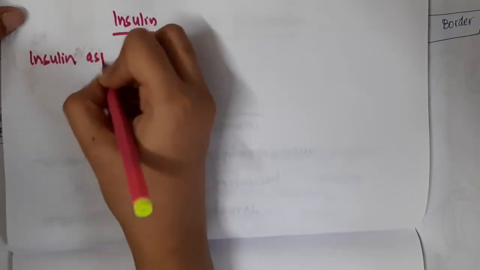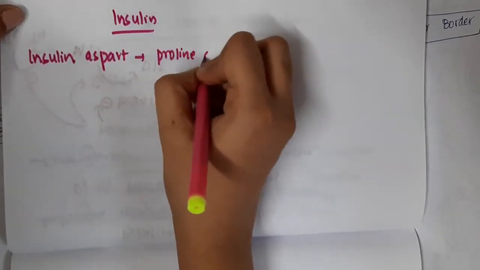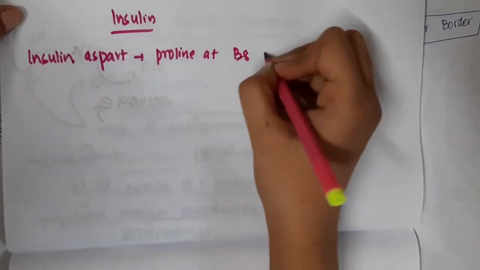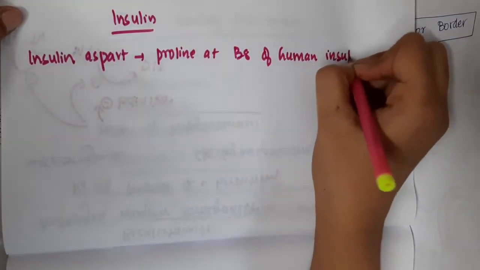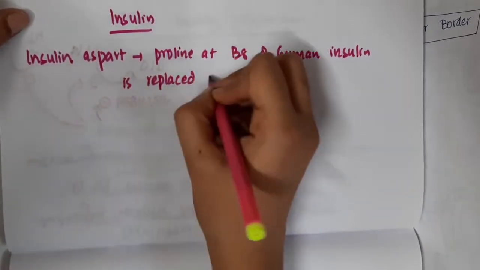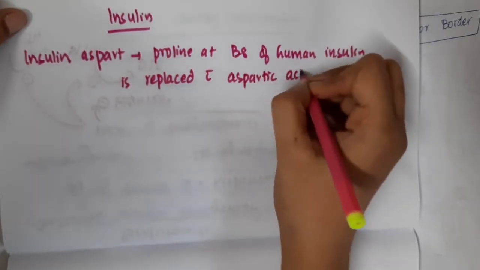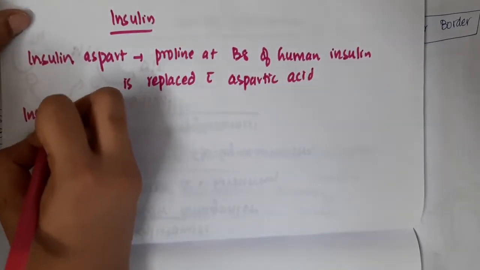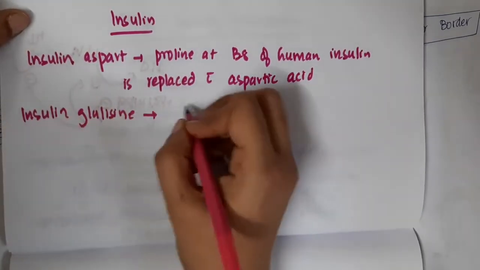So if you see insulin aspart here, proline at B28 of human insulin is replaced with aspartic acid. That is the reason why we call it insulin aspart. Then we have insulin glulisine. What is glulisine?